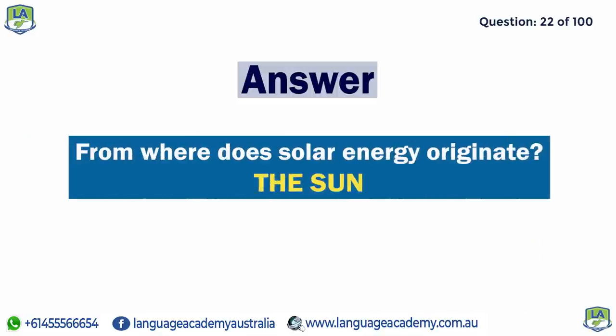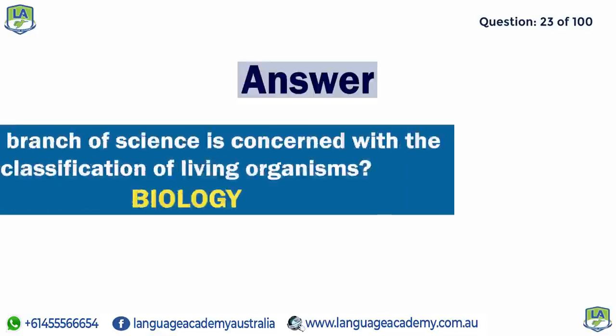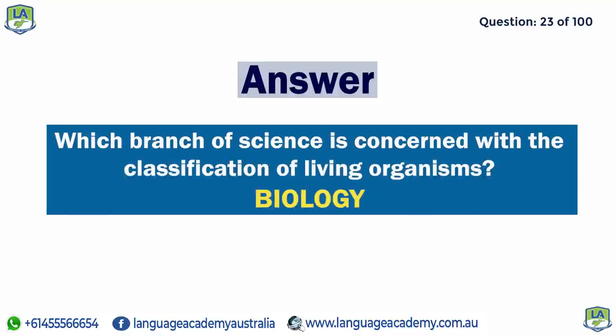From where does solar energy originate? The sun. Which branch of science is concerned with the classification of living organisms? Biology.